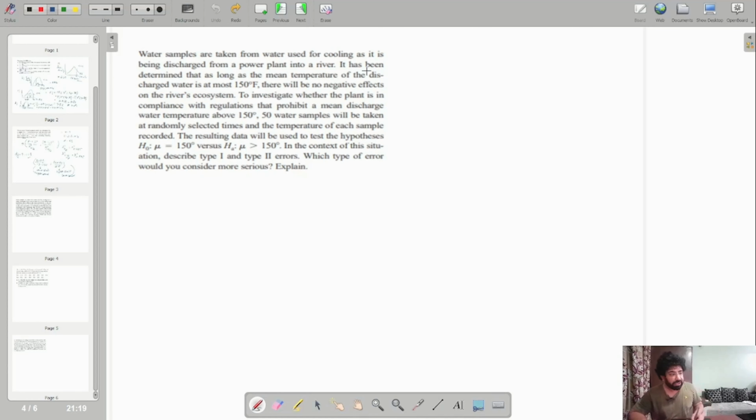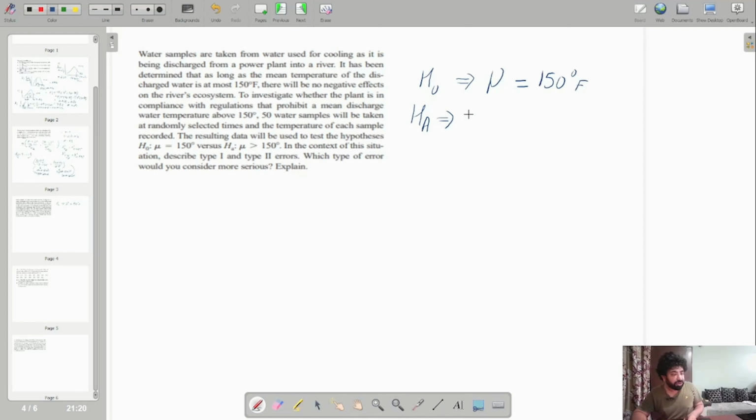So whenever I have a problem like this, I will always say the null hypothesis will be assuming that the population mean is 150 degrees Fahrenheit. This suggests that the mean temperature of the water discharge is 150 degrees Fahrenheit, meaning the plant is in compliance with the regulation and is not violating anything. In the alternative, I will assume that the authorities are giving some written regulations to the plant, but the plant is not following them.